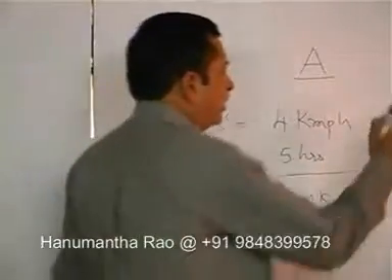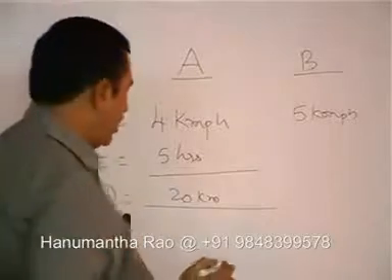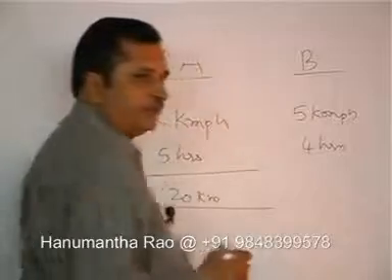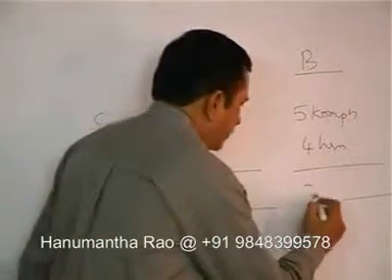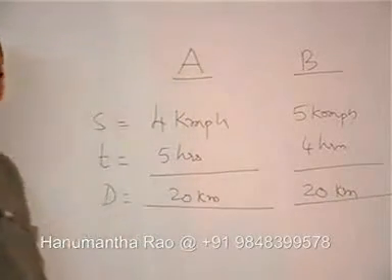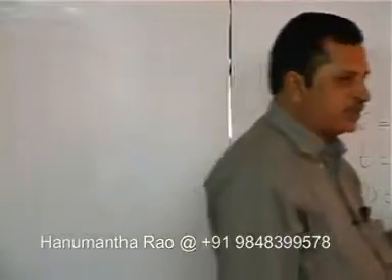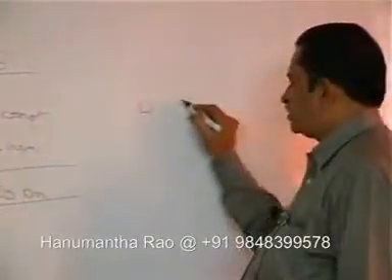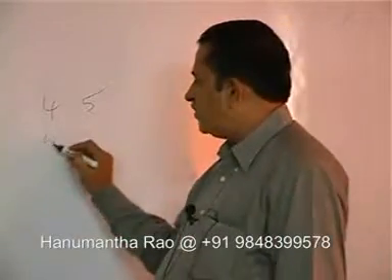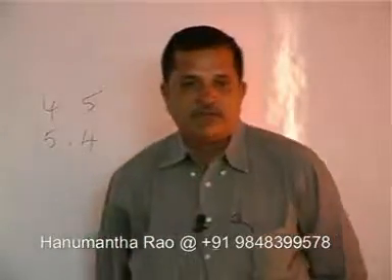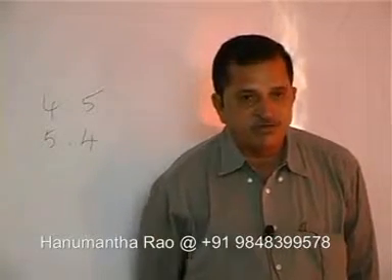Similarly, if B walks with a speed of 5 kilometers per hour and walks continuously for 4 hours, what is the distance travelled by B? It is also 20 kilometers. Why I have taken this example is that in both the cases distance is constant. When the distance is constant, the ratio of the speeds is 4:5. Then what is the ratio of their time of reaching the destination? It is 5:4. From this we can clearly conclude that when the distance is constant, speed and time are inversely proportional.